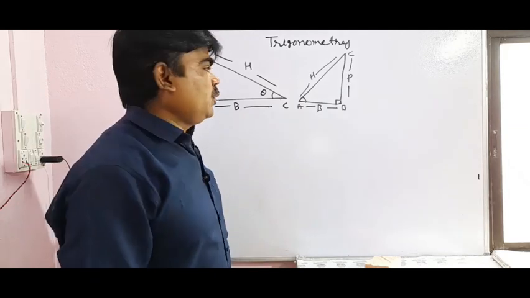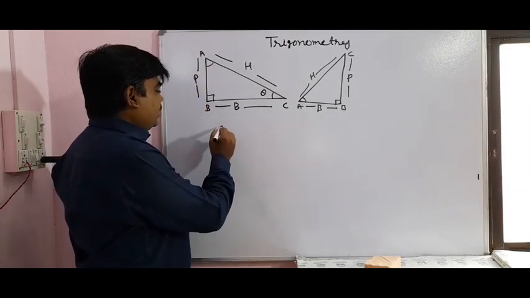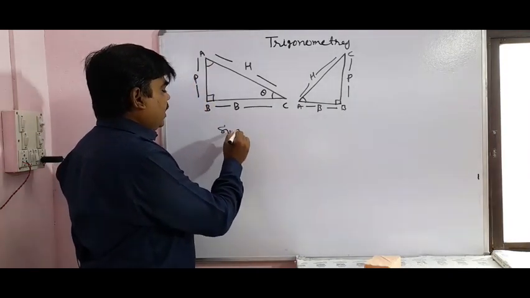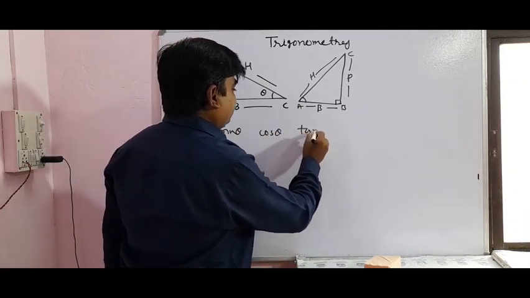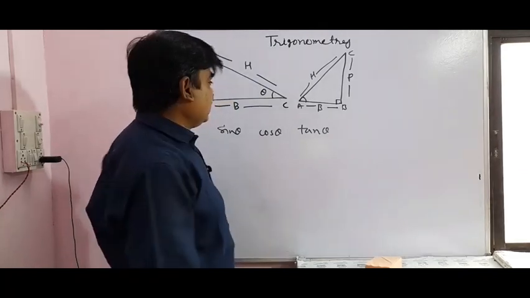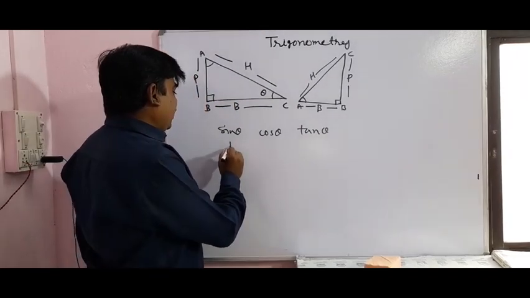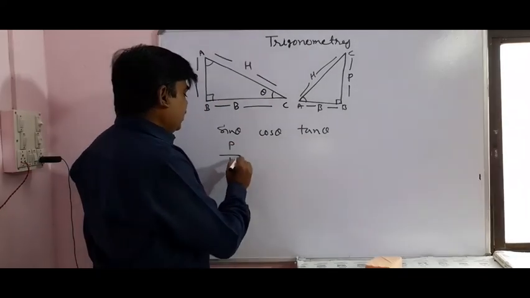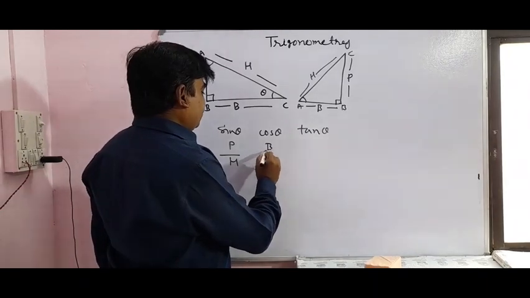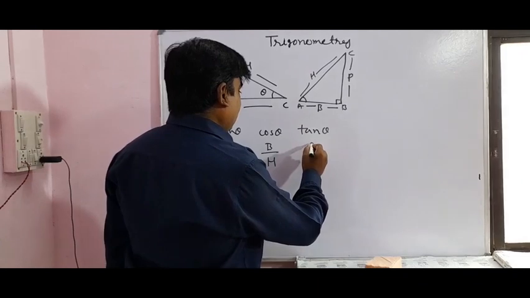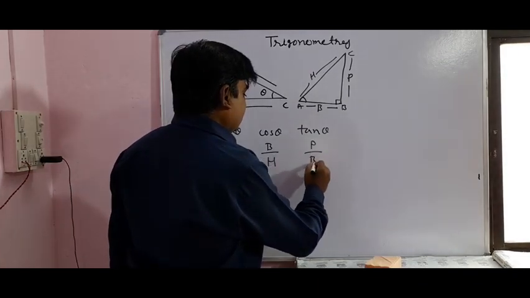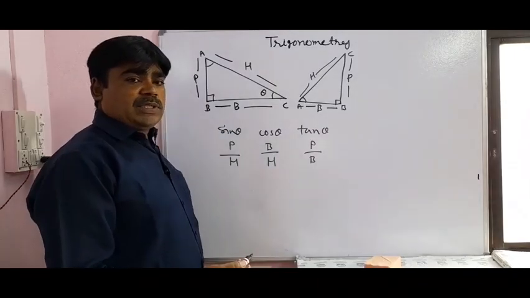There are some ratios in this topic: sin theta, cos theta and tan theta. The value of sin theta is perpendicular upon hypotenuse, the value of cos theta is base upon hypotenuse, and the value of tan theta is perpendicular upon base.